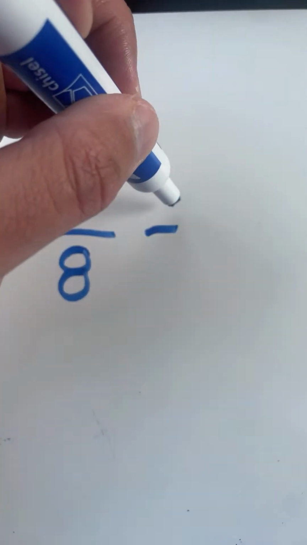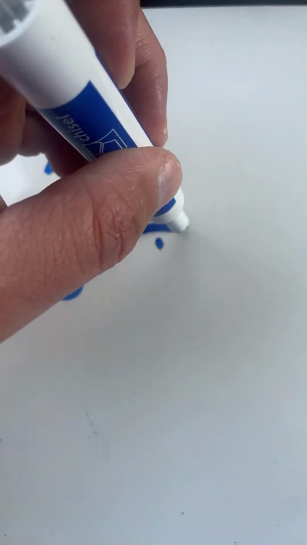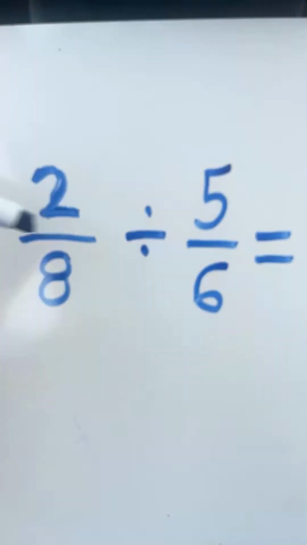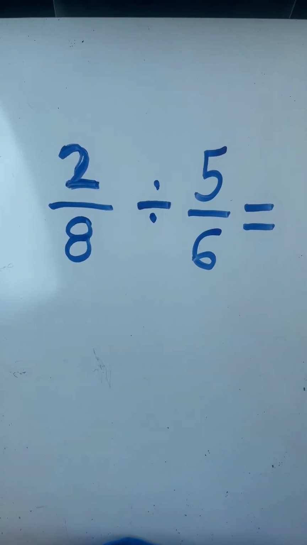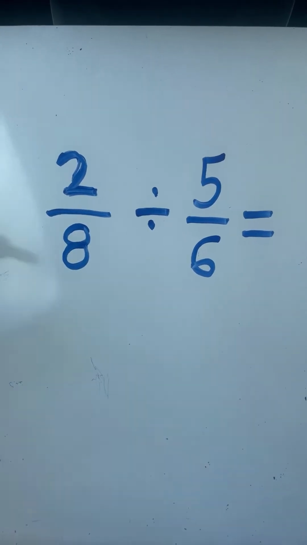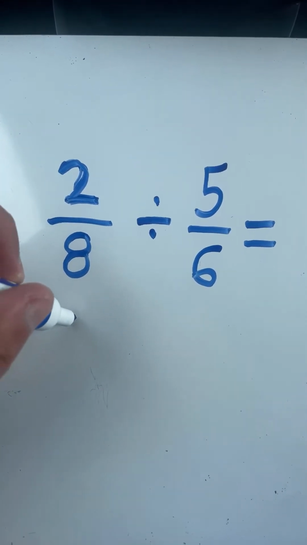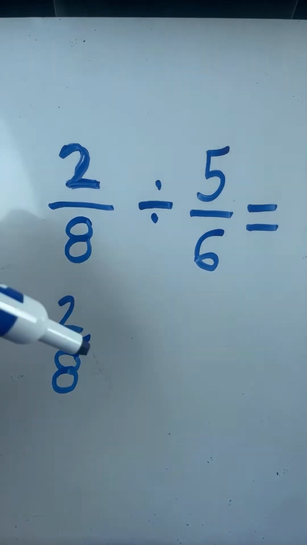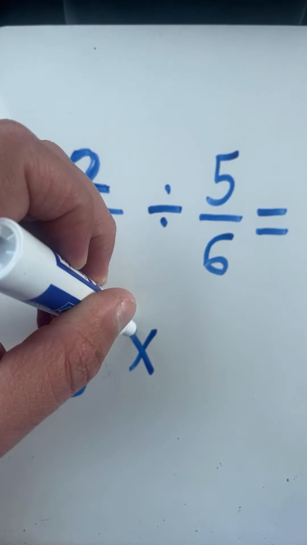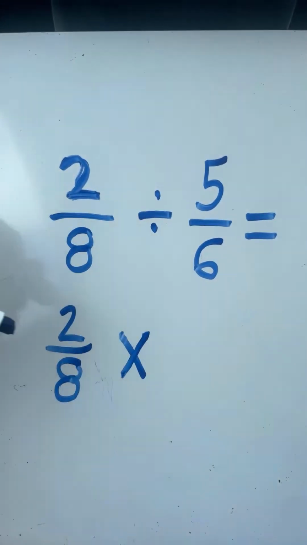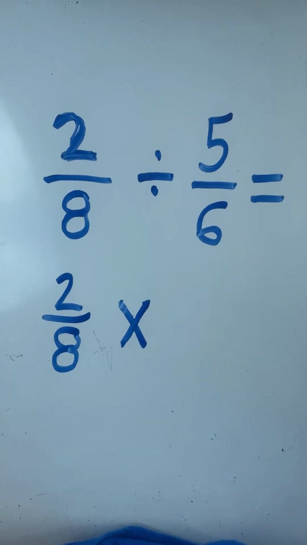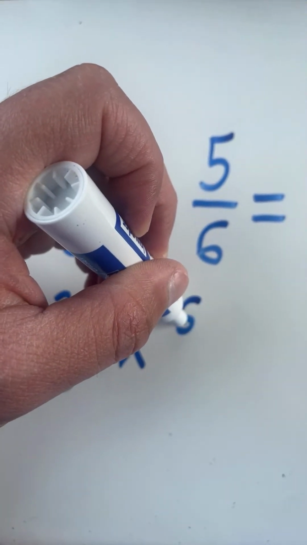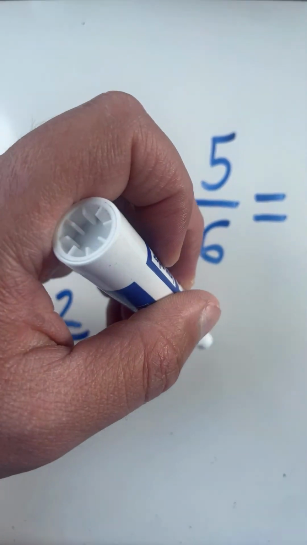2/8 divided by 5/6. So step 1, we keep our first fraction the same. So the 2/8 stays exactly the same. Step 2, we change our division sign to a multiplication sign. Step 3, we flip the second fraction. So the 6 in the denominator becomes the numerator. The 5 in the numerator becomes the denominator.